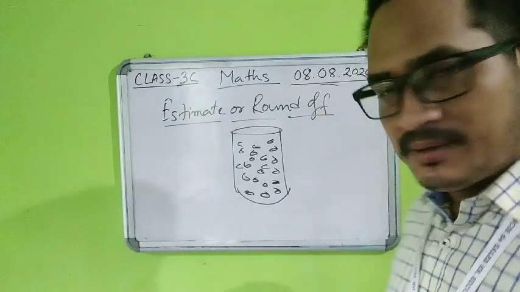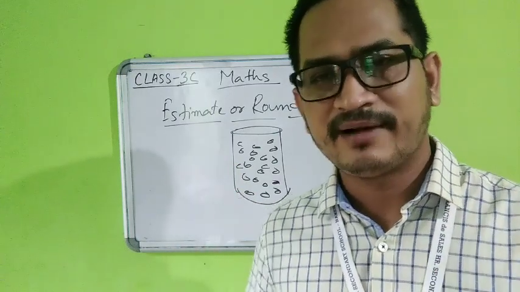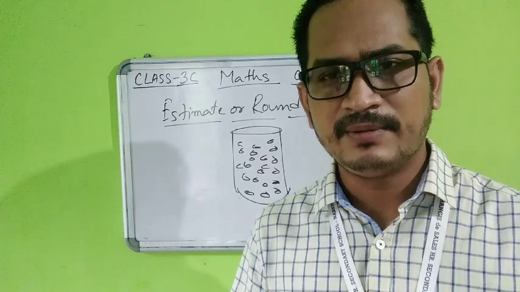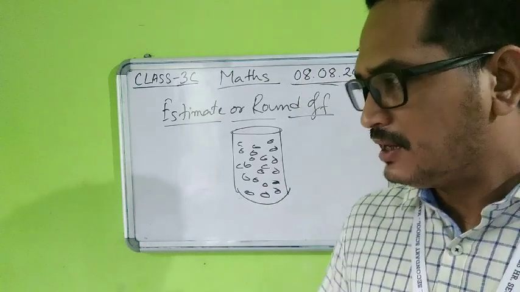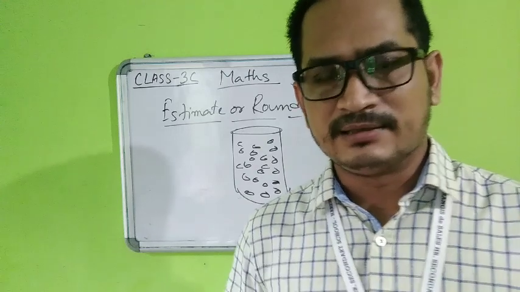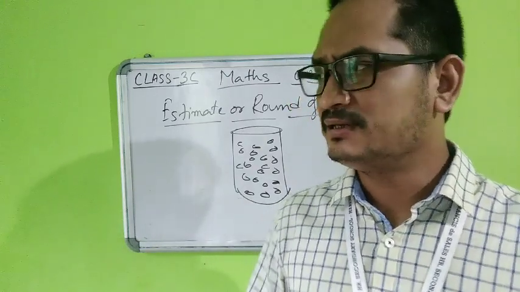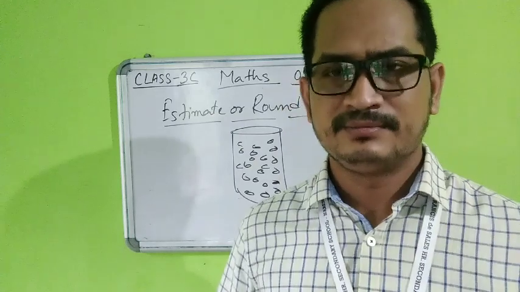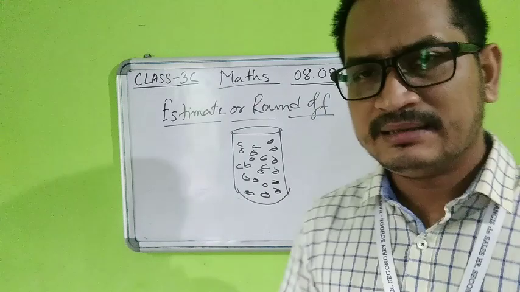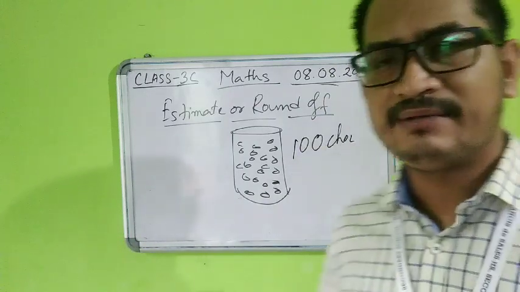Fine. So have you tried to count it? That means, will you be able to count it and find out how many chocolates are inside? It will be possible, but it will be difficult. It will be time taking. But if somebody asks you how many chocolates are there in the jar, what will be your answer? You will not be able to say exactly, isn't it? You will be saying a number which is nearest to that. Say suppose you say that it will have 100 chocolates.